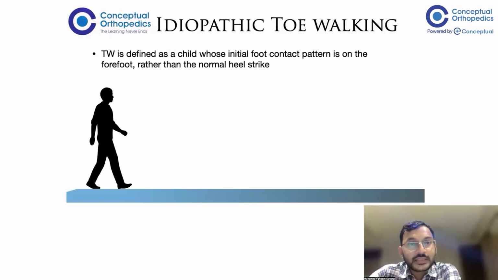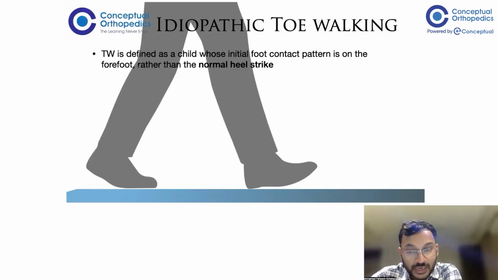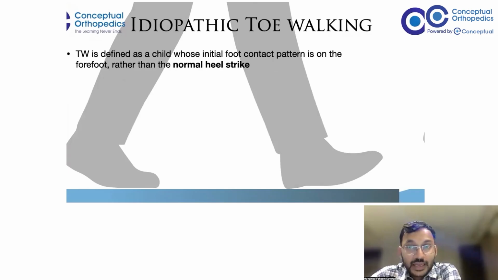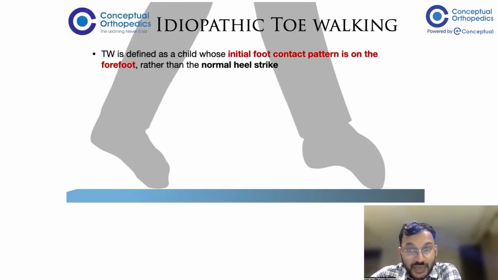Now, toe walking is defined as a child whose initial foot contact pattern is on the forefoot rather than a normal heel strike. As we know, the first part of the stance phase would be a heel strike. Over here, there is no heel strike. So the heel does not touch the ground, whereas it is a forefoot strike which happens first, rather than a normal heel strike. So this is basically what toe walking is.